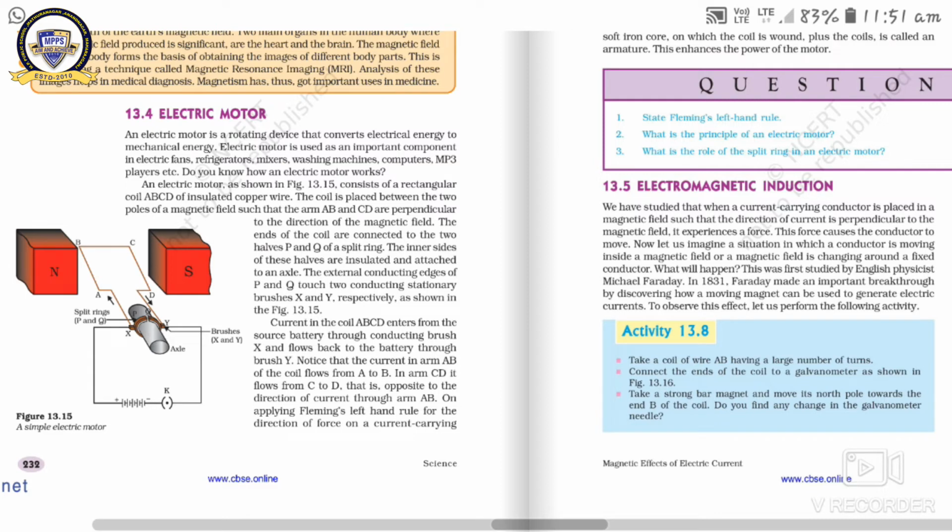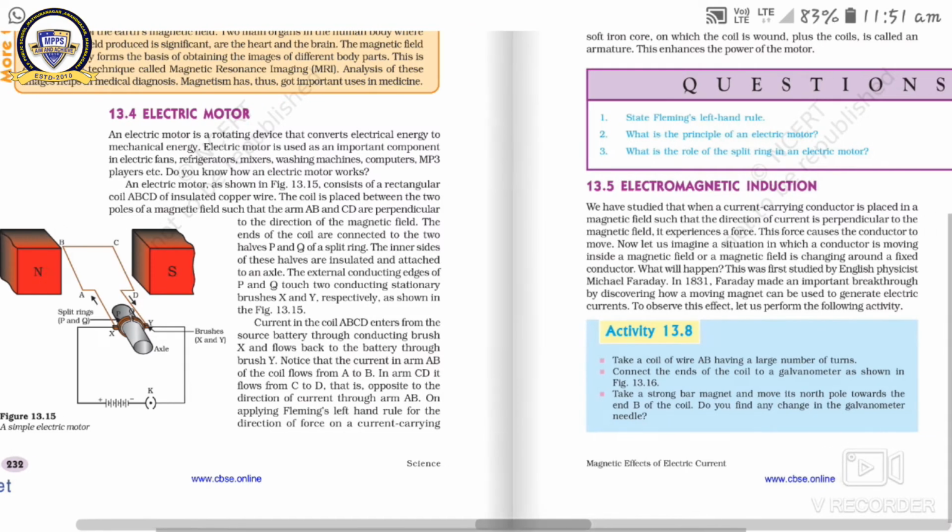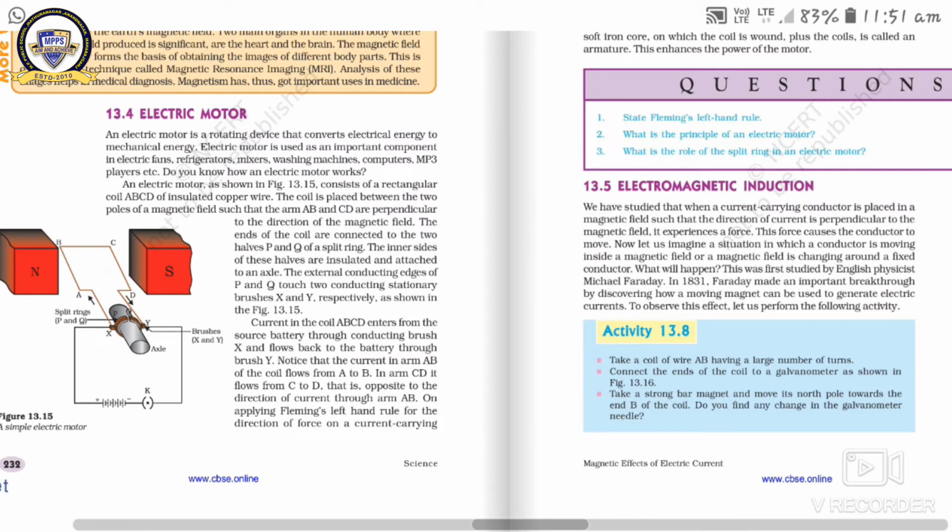Got it? The inner sides of these halves are insulated and attached to an axle. The external conducting edges of P and Q touch two conducting stationary brushes X and Y respectively. Now, current in the coil ABCD enters from the source battery through conducting brush X and flows back to the battery through brush Y.